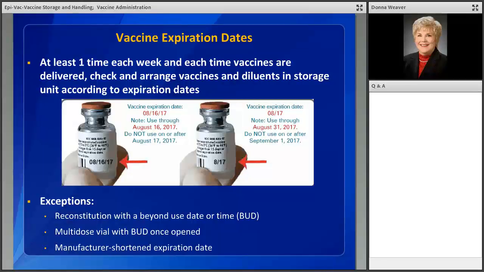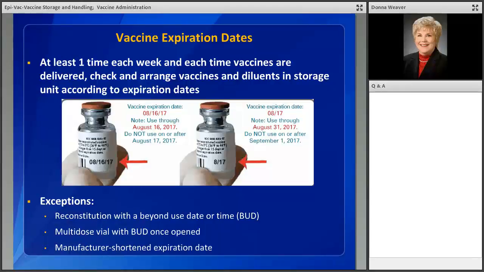Now, there are some exceptions to the expiration date printed on the product. Once a vaccine is reconstituted, the clock is ticking. The package insert will indicate the beyond use time or date, which is referred to as the BUD, or some people say the BUD. It may be 30 minutes, 8 hours, 24 hours, or in the case of a multi-dose vial, it could be a number of days. Also, the expiration date may change for a multi-dose vial once it's opened. For example, there are some vaccines that must be used within 28 days once the vial is punctured.